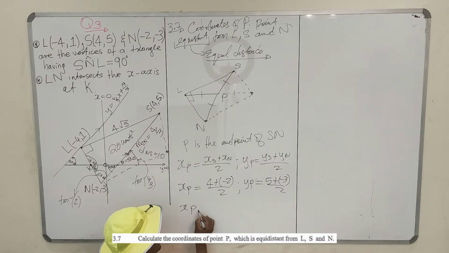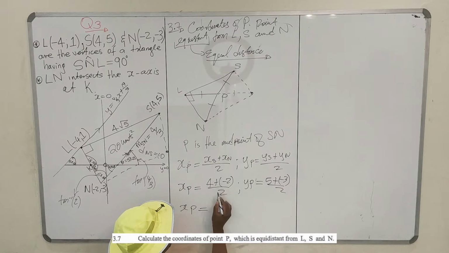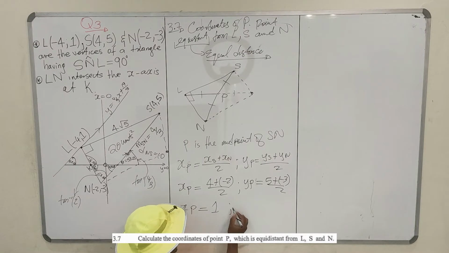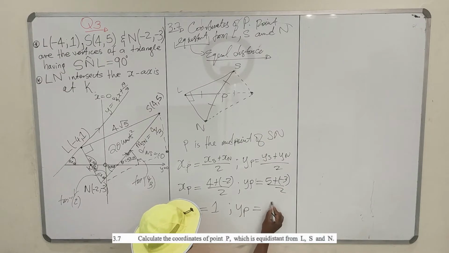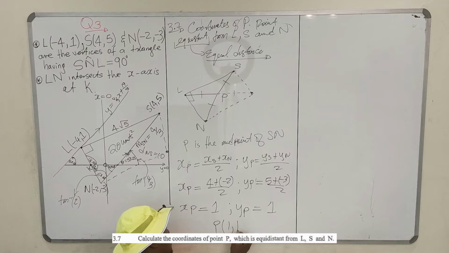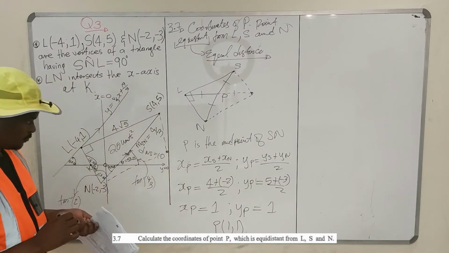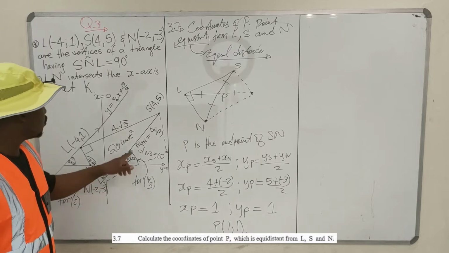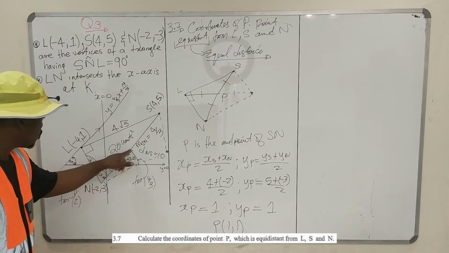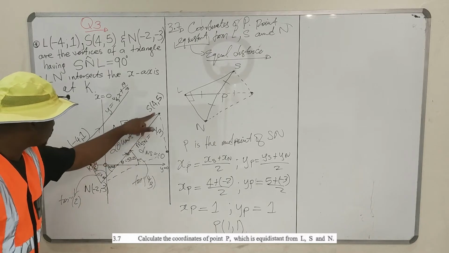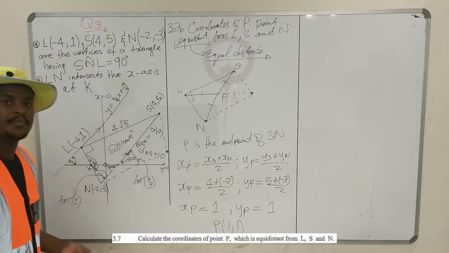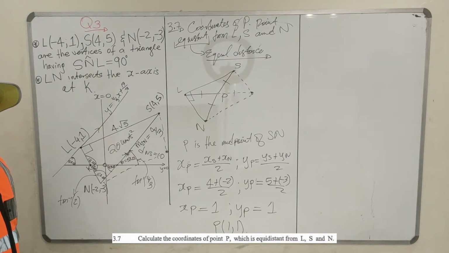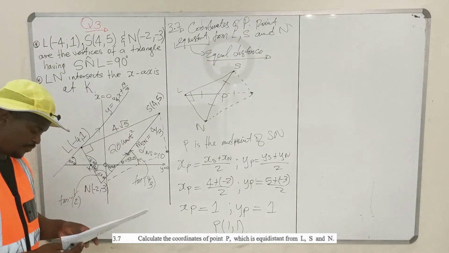So the x coordinate of P is 2 over 2, which is 1. And the y coordinate of P is also 2 over 2, which is 1. So the coordinates of P are 1 and 1. Done. These are the coordinates of P. P is the midpoint, which sits somewhere here. It's equally distant from all 3 of them. And if you extend it in that direction, it forms some sort of a square, and you know that the diagonals of a square bisect. So these are the coordinates of P.